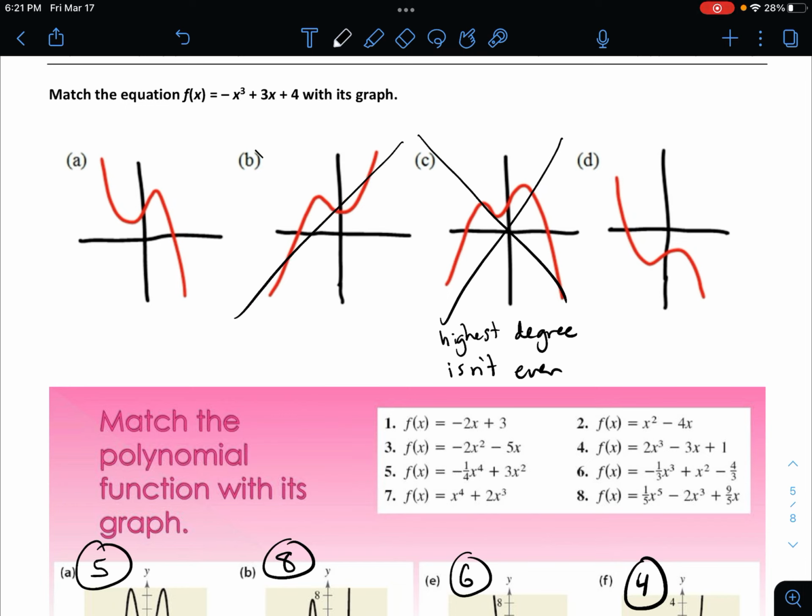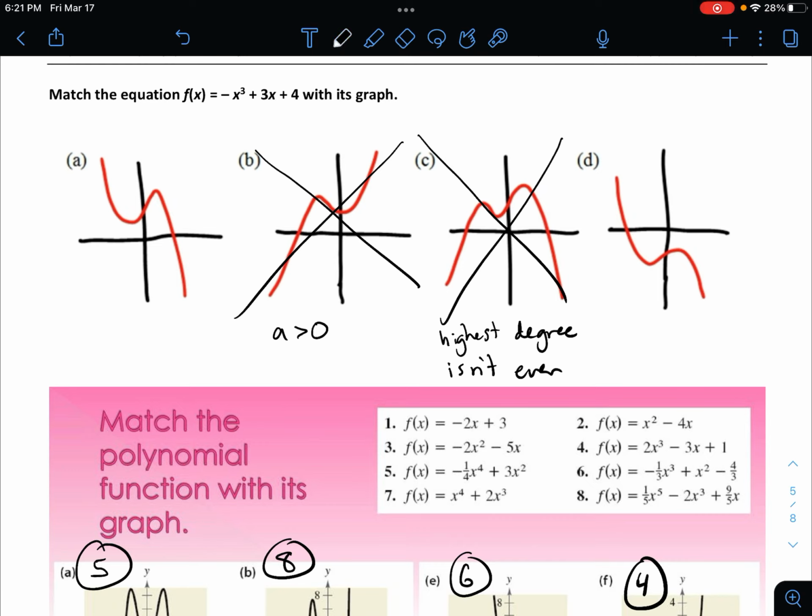I can also rule out graph B, because this would be if A was positive, right? If this was a positive x cubed, well then yeah, this would make sense for letter B. But it's not a positive x cubed. So I know that this graph should be decreasing over time, but instead it's increasing. So it can't be letter B.